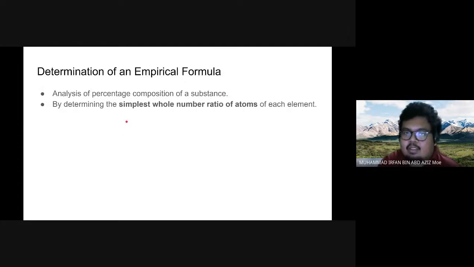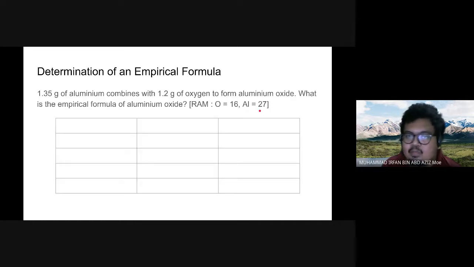Okay, how do we determine empirical formula based on experiment? In this subtopic you will do experiment, tapi kita ni PKP so we cannot do experiment lah. Bila dah naik sekolah, kita akan buat eksperimen. So how do we determine the empirical formula? It is based on analysis of percentage atau the fraction of a substance through experiment, and then we determine the simplest whole number ratio of atoms of each element. So macam mana? Okay, kita tengok this type of questions.